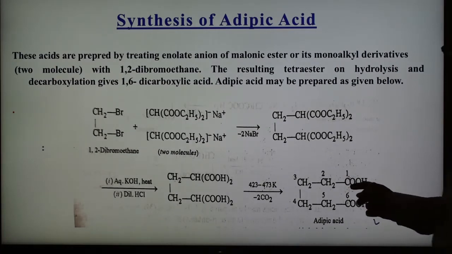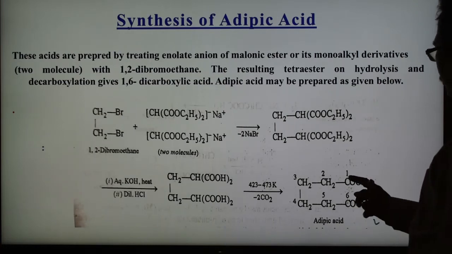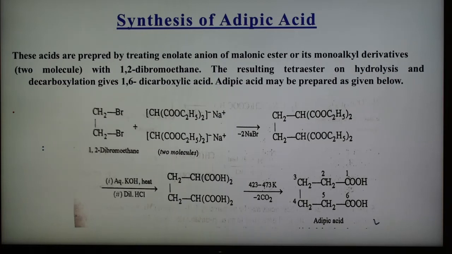So see, the carboxylic acids are present on the carbons 1, 2, 3, 4, 5, 6. So 1 and 6 have carboxylic acids, therefore it is known as 1,6-dicarboxylic acid, or also known as adipic acid. So this is the formula of adipic acid which can be synthesized by the enolate ion formation.